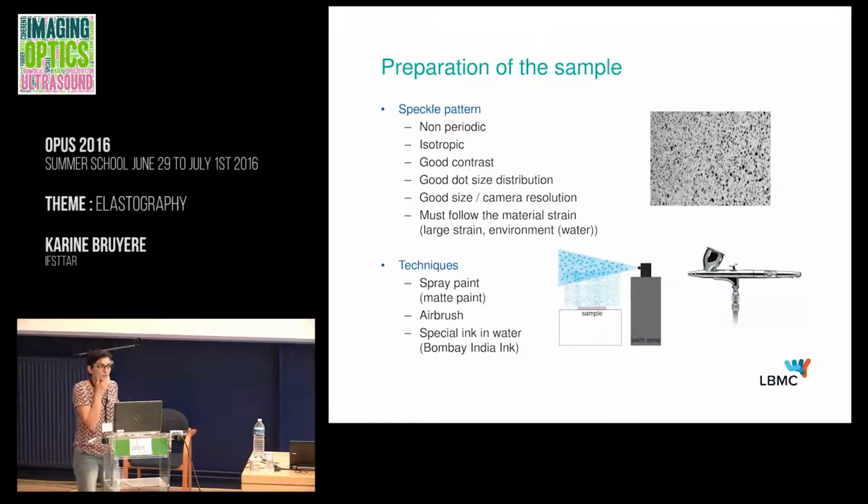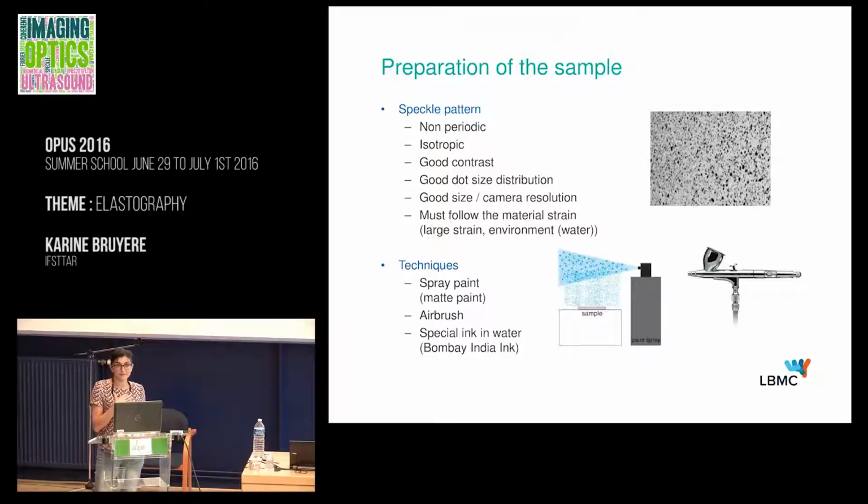The most difficult part in this experimental work is to obtain a nice speckle pattern, a nice black dot random pattern. It must have some specific properties: non-periodic, isotropic, with a good contrast, etc. And of course, this speckle pattern must follow the strain of the tissue. It may be difficult in case of a large strain, and if we perform the test in a specific environment, for example, in water.